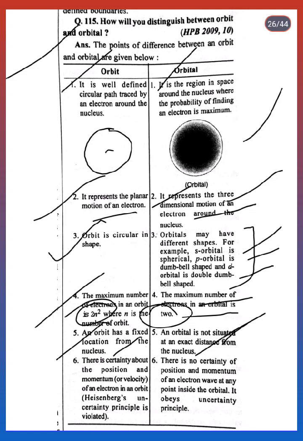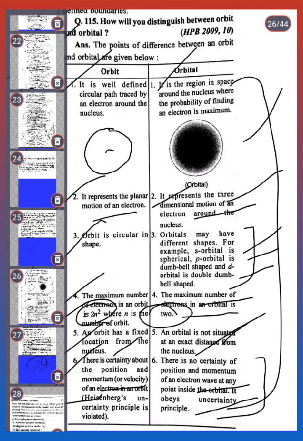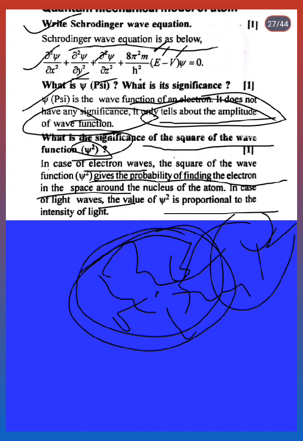And there is certainty about the position and momentum of an electron in an orbit. In an orbital, the Heisenberg uncertainty principle applies, and there is no certainty of the position and momentum of an electron wave at any point inside the orbital. That is the uncertainty principle. All of these are the main points of distinction between orbit and orbital, which is also a most important topic. Next is psi, which is already discussed.